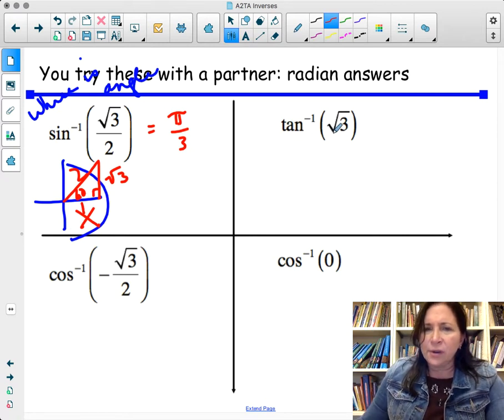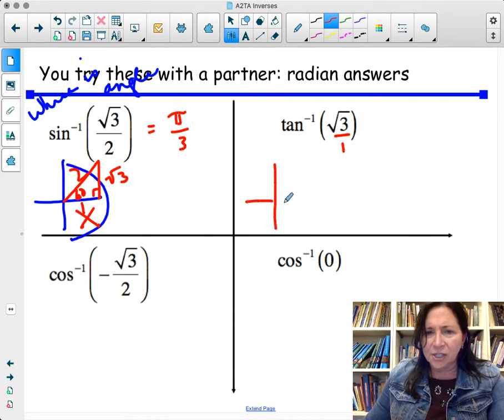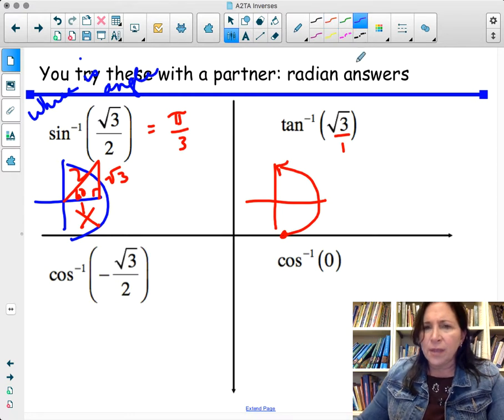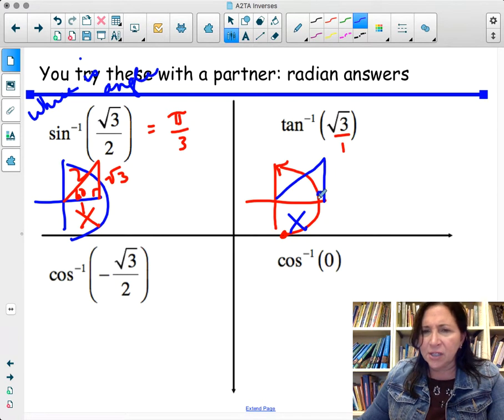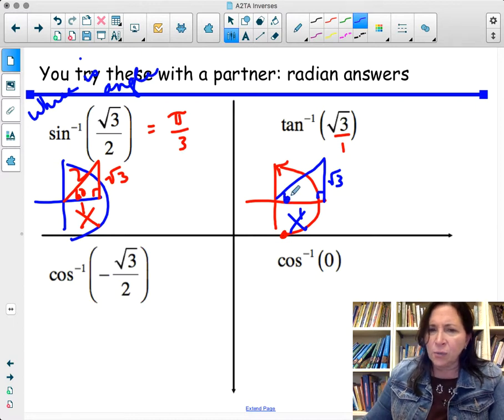This is saying, where is tangent root 3 over 1? Now remember, tangent is in the first and fourth quadrants just like sine. So this is again positive, so it can't be in that quadrant. So tangent is opposite over adjacent. So again, we're at 60 degrees, right? Which is pi over 3.